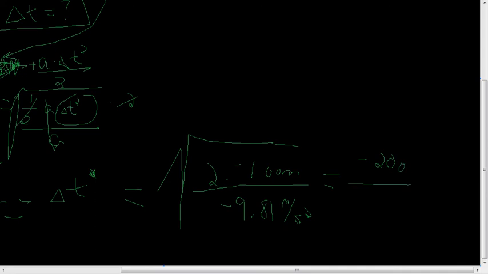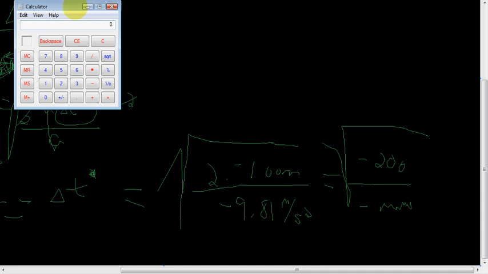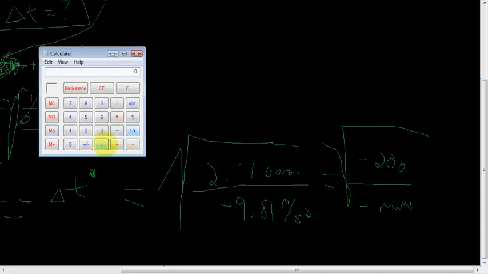200 over negative 9.81 meters per second squared, square root. That's about 10. I could do rough calculations in my head, and I'm sure there's better ways to do it. I have the calculator up here. Negative 200. Does this even do negatives? Yes, it does. It's not voice recognition software. Divided by 9.81, also negative. That equals 20.